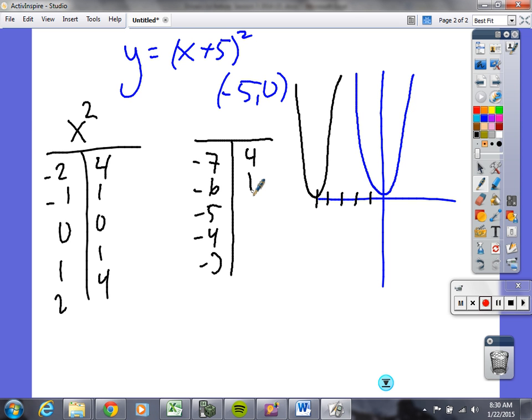Negative 5 plus 5 is 0. 0 squared is 0. 1 and 4. You see how we got the exact same outputs, but we had to just move the graph left 5. It's the exact same graph, but it shifted left 5. Right? Just the x is negative 5.